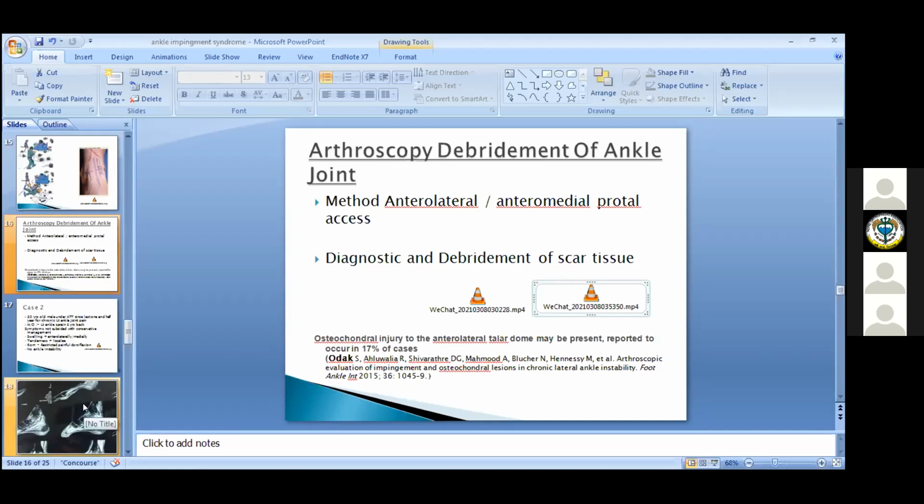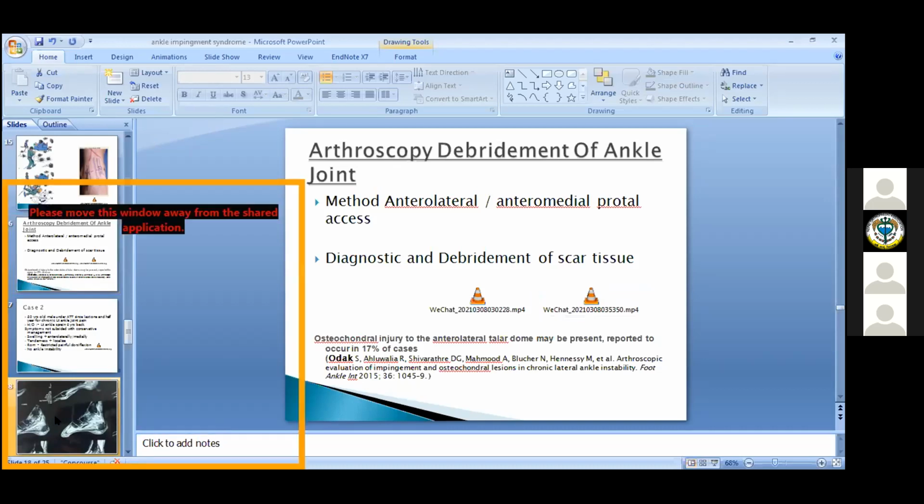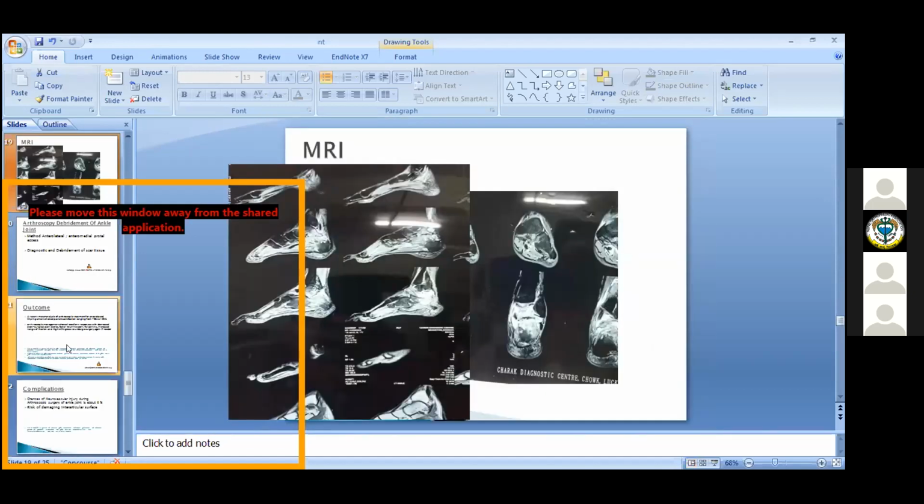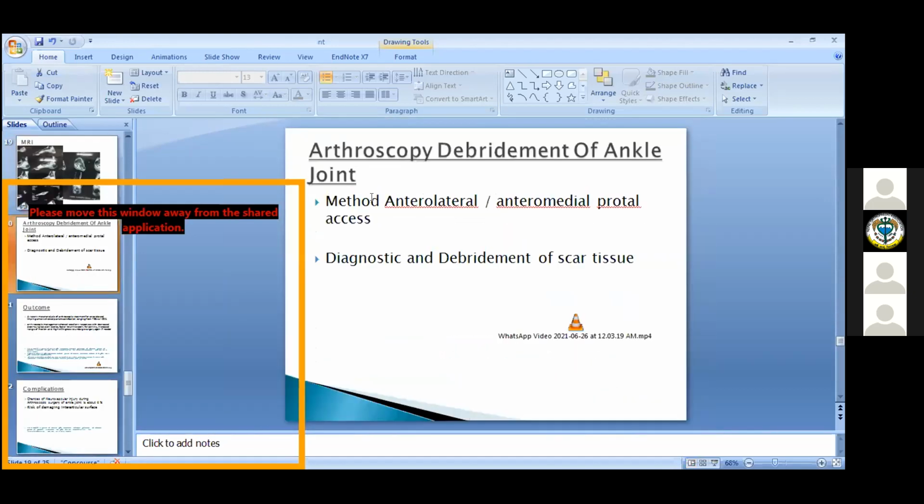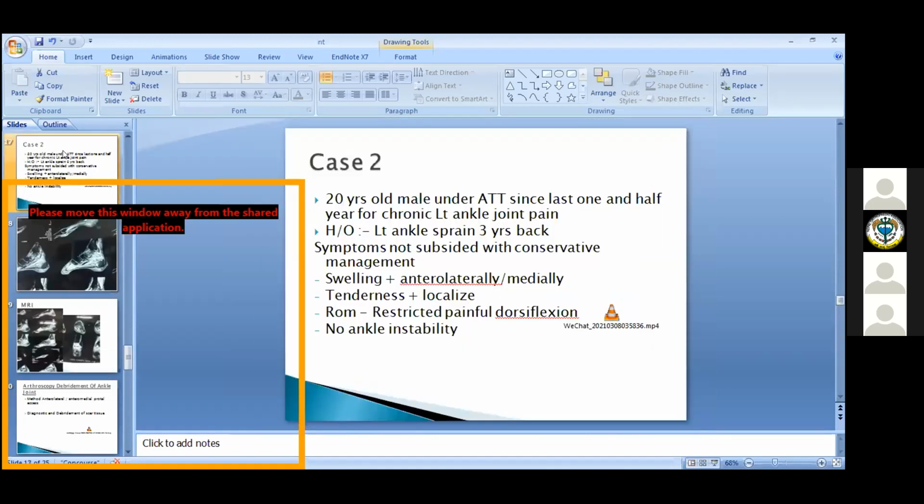Okay, so I have a second case. I just want to show you the clip. This patient was a 20 year old male. He was under ATT for the last 1.5 years.